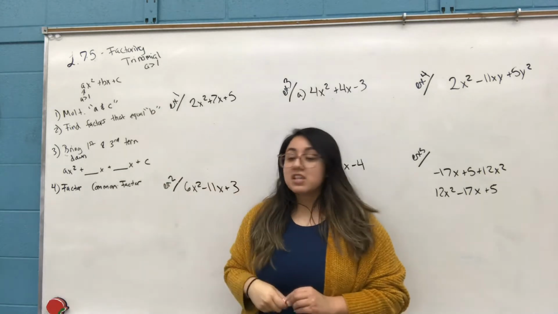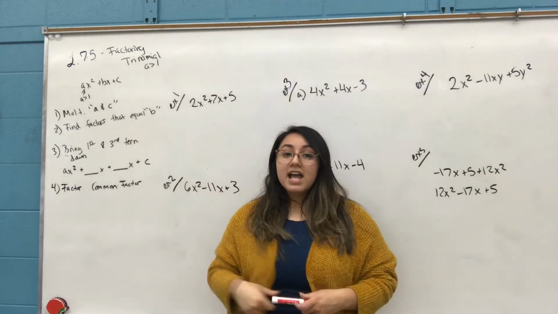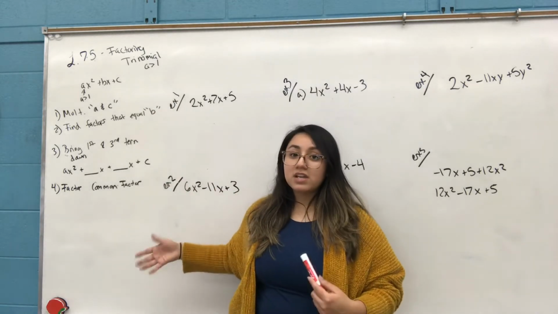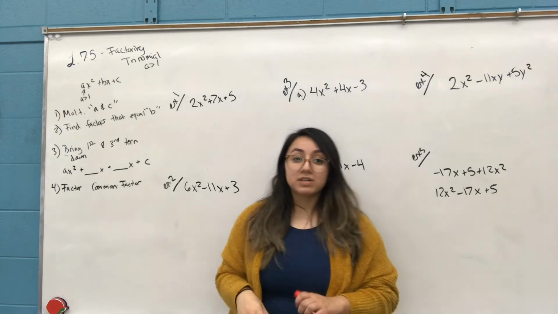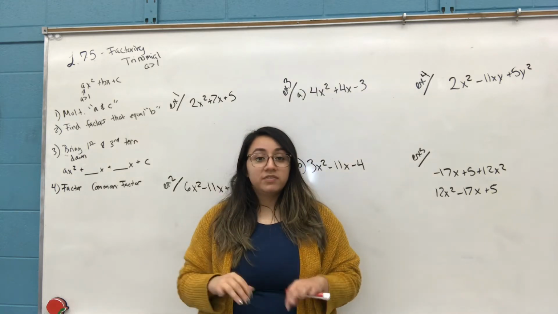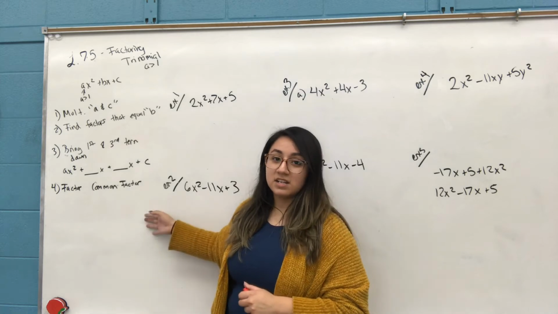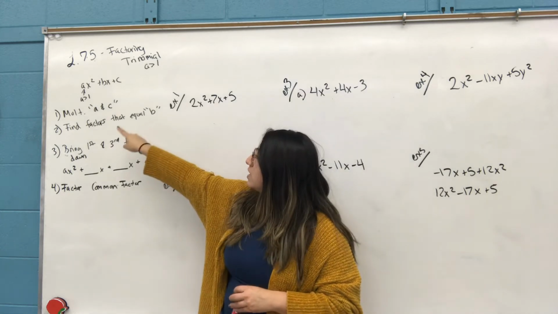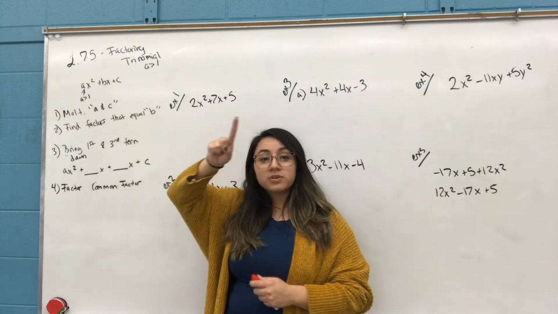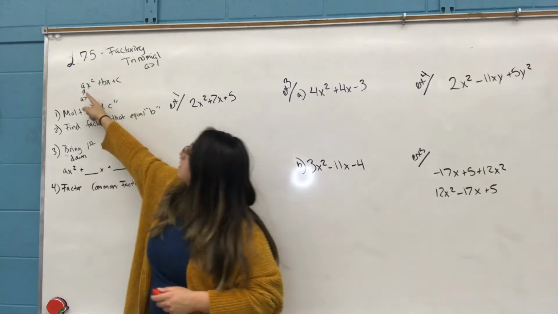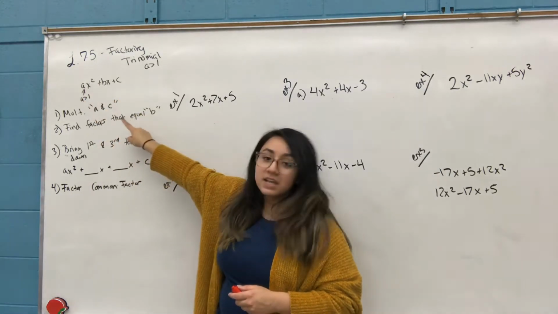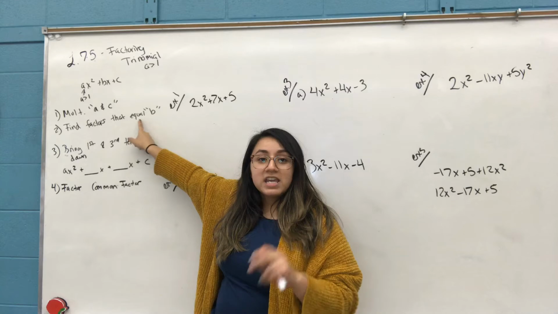We use these steps. The book teaches you trial and error. I feel like this way is the easiest way. You can go to Khan Academy, factoring with leading coefficients greater than 1, and this can also help you out. But here, the first thing we do is multiply your first number and your last number, so your a and your c together. Second, you find factors that equal your b.